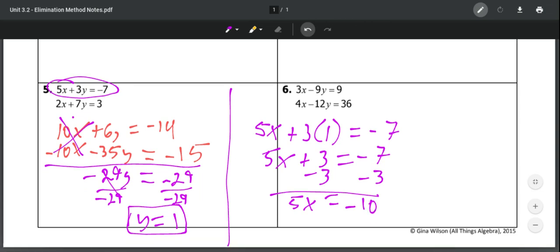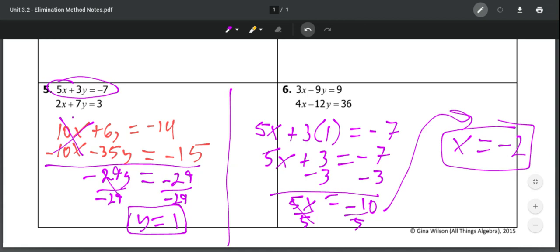Now to get x by itself, we need to divide both sides by 5. So then that's going to give me x equal to negative 10 divided by 5, which is negative 2. So I just found x is negative 2, y is 1. So our final answer will be negative 2, 1.